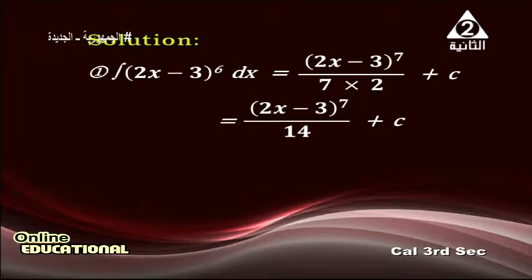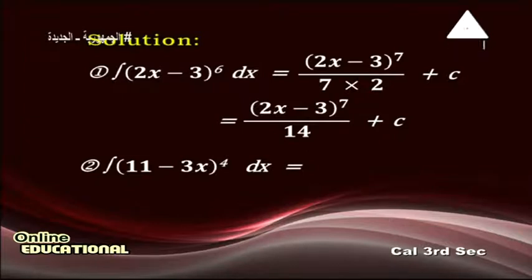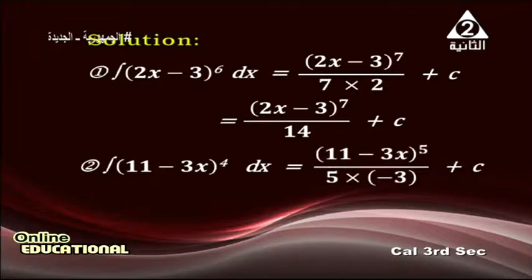Number 2, integration of (11 minus 3x) all to the power 4 dx. Now the function between the two brackets is a polynomial function of first degree, or x to the power 1. Then the integration equals (11 minus 3x) all to the power 4 plus 1, which equals 5, divided by 5, multiplied by the derivative of the function between the two brackets, which equals negative 3, plus the constant c.